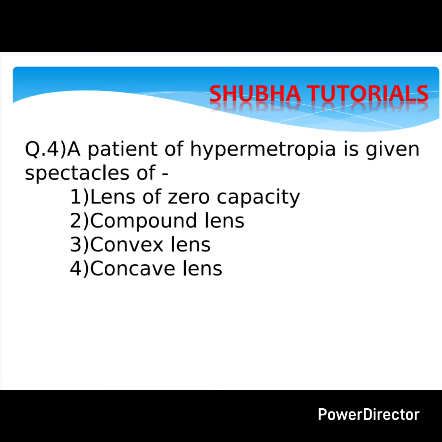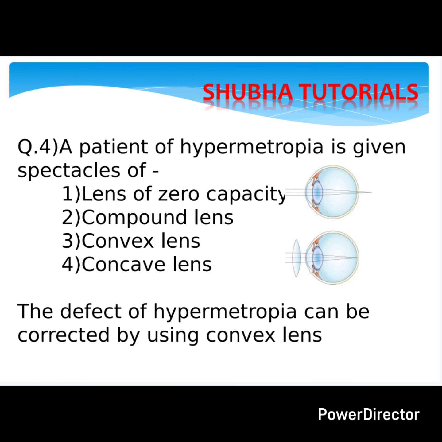Fourth question. A patient of hypermetropia is given spectacles of. The first option, lens of zero capacity; second option, compound lens; third option, convex lens; and the fourth option, concave lens. Yes, the answer is convex lens, because hypermetropia can be corrected by using the convex lens.